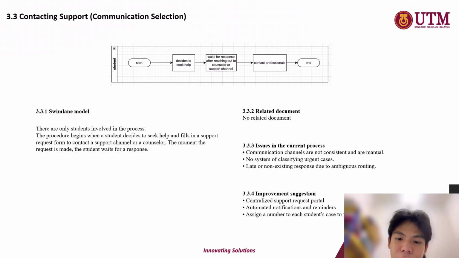The issues for the current process are that communication channels are not consistent and are manual, and there is no system of classifying urgent cases, with late or non-existing responses due to ambiguous routing. The improvement suggestions for this process are a centralized support request portal, automated notifications and reminders, and last, assigning a number to each student case to follow up.